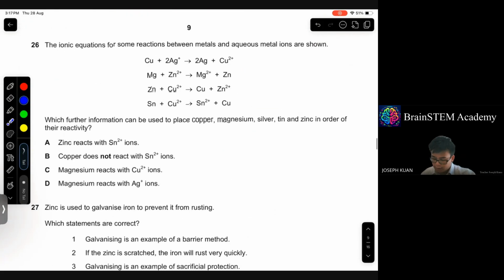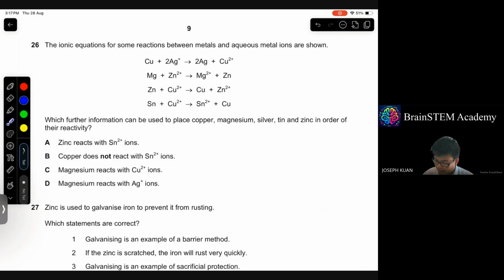Let's go to 26. The ionic equations for some reactions between metals and aqueous metal ions are shown. Which further information can be used to place copper, magnesium, silver, tin, and zinc in order of their reactivity? Okay, from the information, basically the metal that turns into the ion will be the one that is more reactive, because being ions means that they have reacted with a compound. So the one that turns into an ion is more reactive.